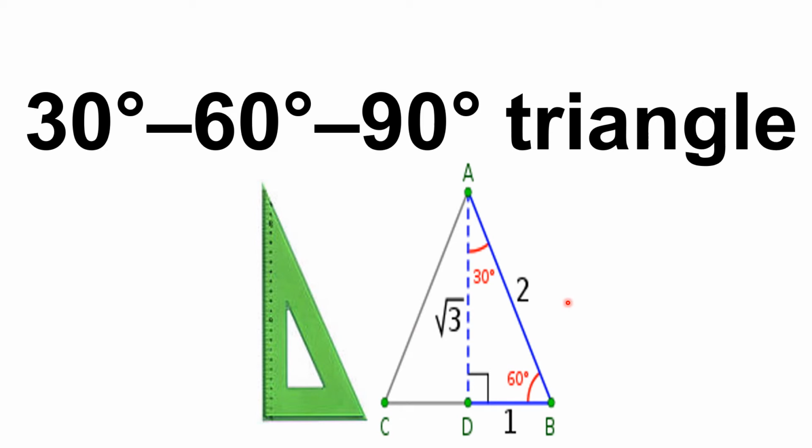For example, if the side opposite to the 30-degree angle is equal to 2, then the side opposite to the 60-degree angle would be equal to 2 square root of 3, or 2 times square root of 3, and the hypotenuse would be equal to 4.